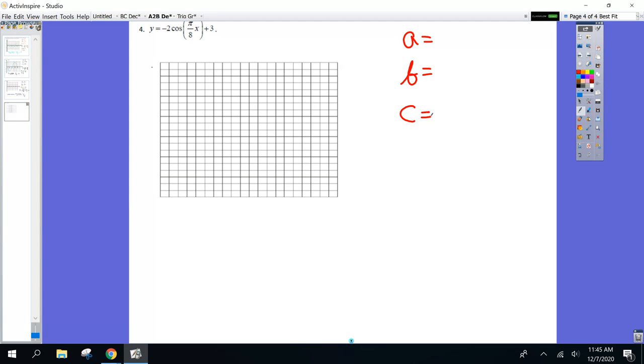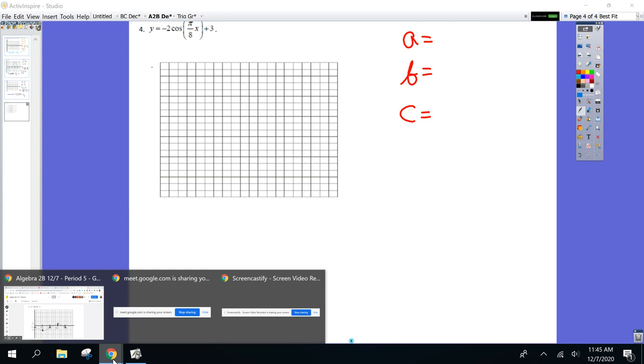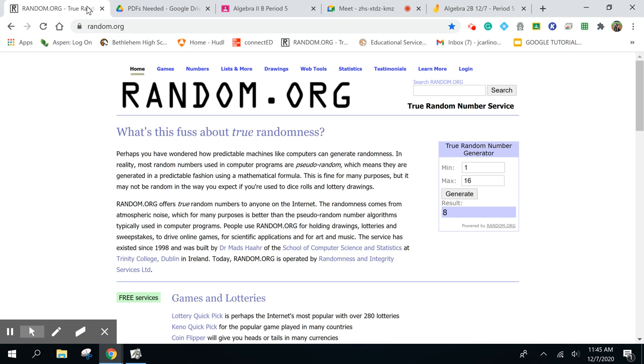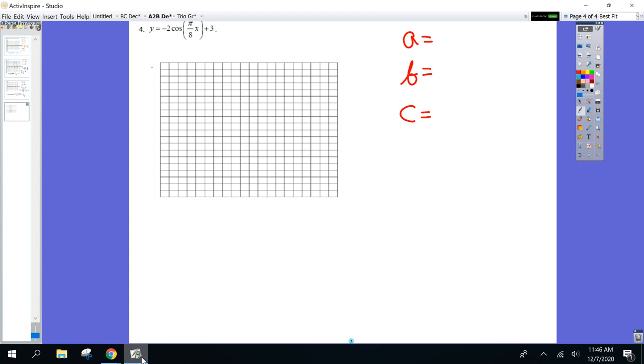Here we go. Amplitude, frequency, shift. Give me all three, please. Go ahead. Last time today, Liz. Amplitude, frequency, and shift. What do you got for me? 2, over 8, 3. Good job. So again, midline. Anytime people say midline, it's going to equal 3.